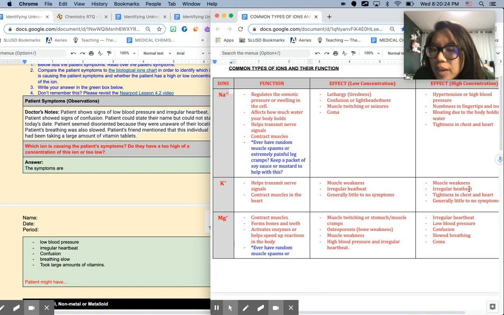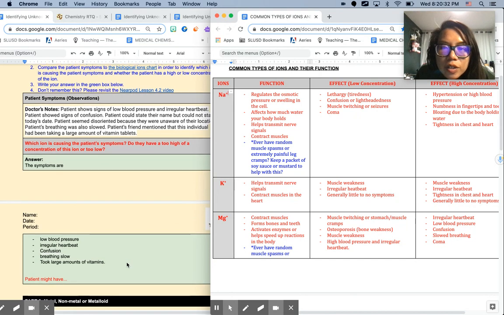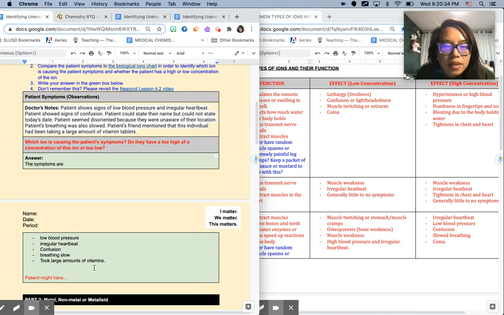This one has a regular heartbeat. This one also has a regular heartbeat, so maybe it's related to K. So as you're noting this, feel free to type it in the side. So K plus has irregular heartbeats, no other symptoms.